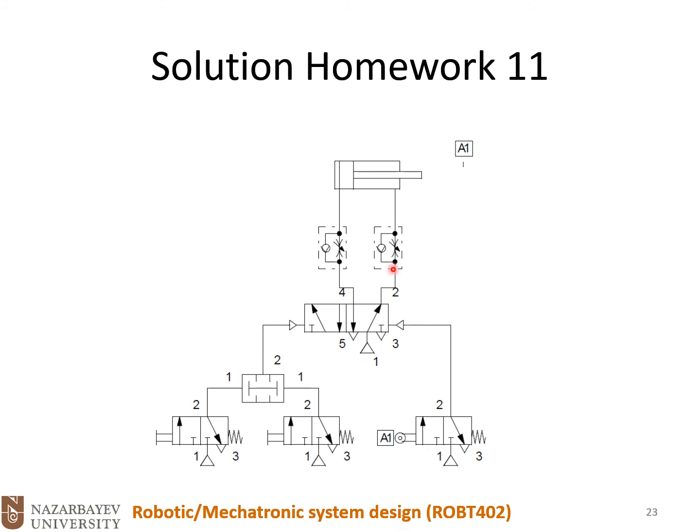This is a solution for this homework. For the forward motion or the positive signal, we need to activate both of these valves or press these two push buttons at the same time because of the AND valve here. And the negative control signal is automatic. So forward is manual, backward is automatic. That's why we only have one sensor, or only one sensor is used. Plus we have adjustable speed on the cylinder.